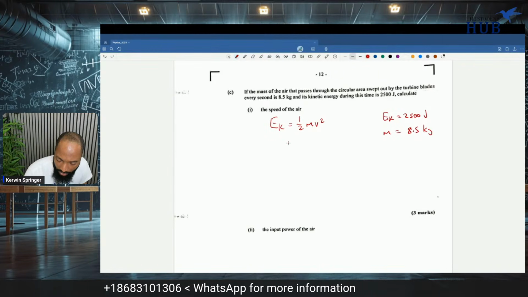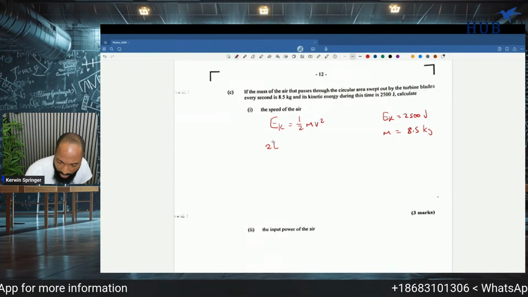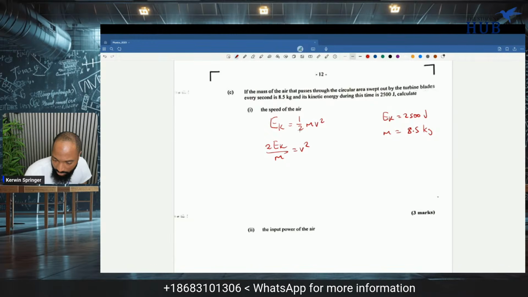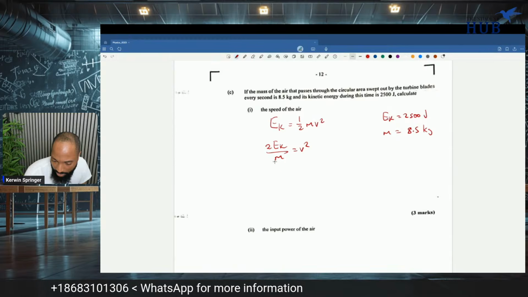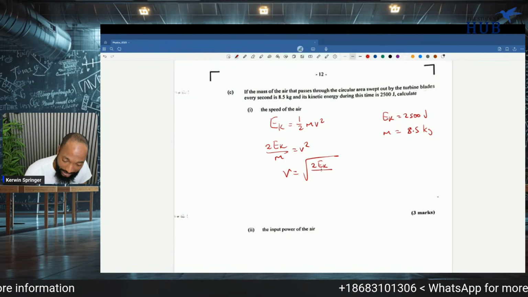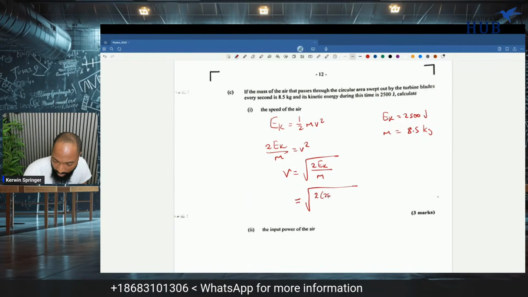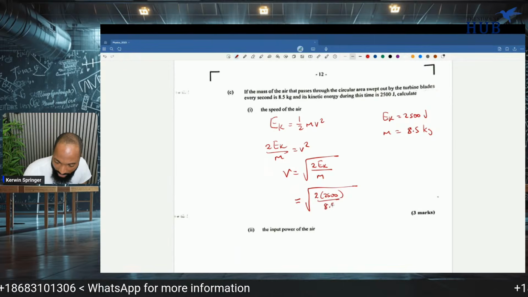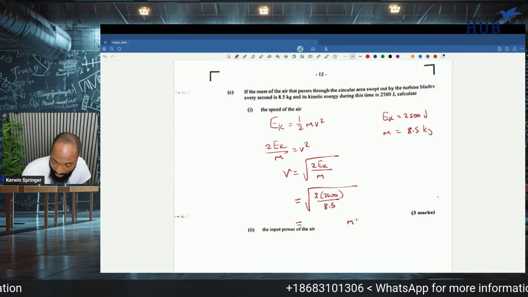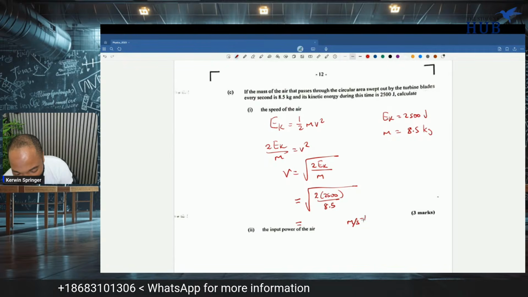So therefore, I can rearrange this formula and get 2Ek over m is equal to v squared, right? See that? Bring across the 2, multiply both sides by 2, and then bring across the m. So v is equal to the square root of 2 times the kinetic energy over m. So now I can just substitute 2 times 2,500. Calculator people, help me out here again. And we get an answer. This answer must be in meters per second, because we are calculating the speed of the air.